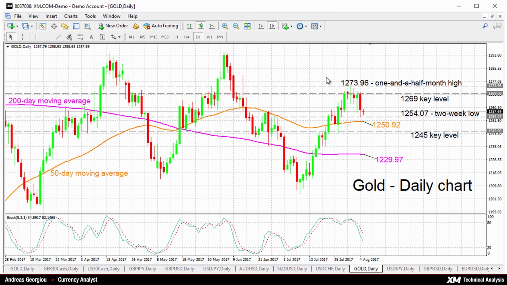And concluding with the medium-term picture, it looks predominantly neutral given the significant sideways ranging over the last number of months.